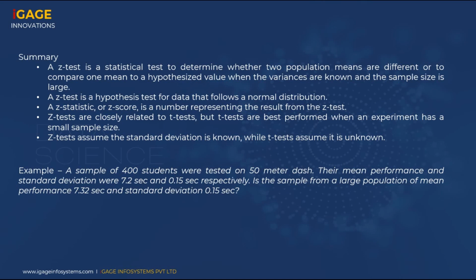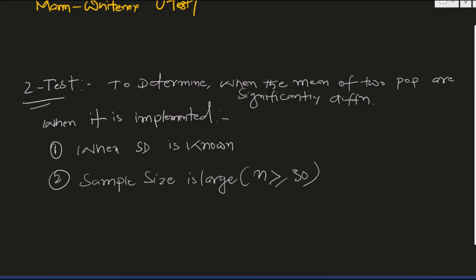Okay, so basically, we need to claim that the mean of the sample is same as that of the population.